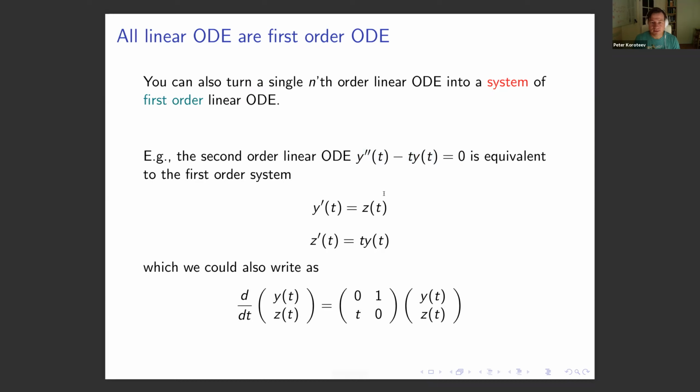Our goal is to go from the second order equation to the system of two first order equations, which you can write as a matrix equation. So d/dt acting on a vector (y, z) is equal to this matrix 0, 1, t, 0 acting on a vector (y, z) of t.